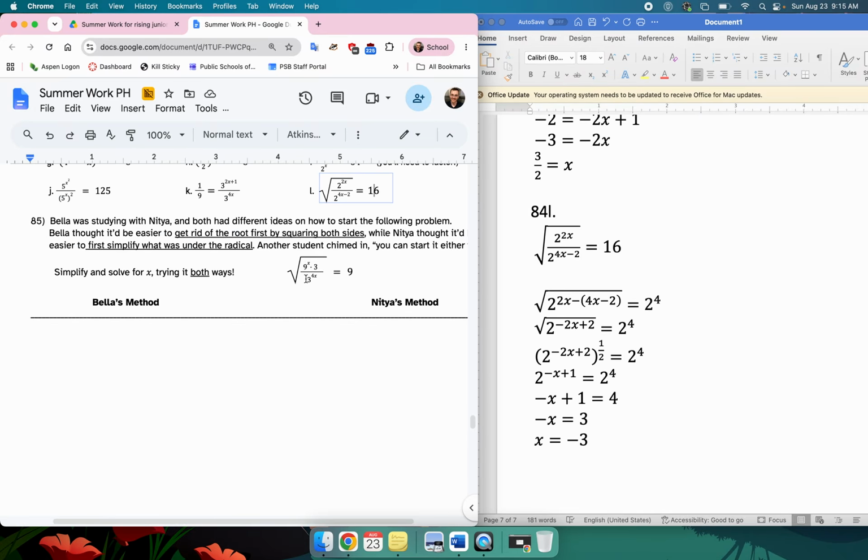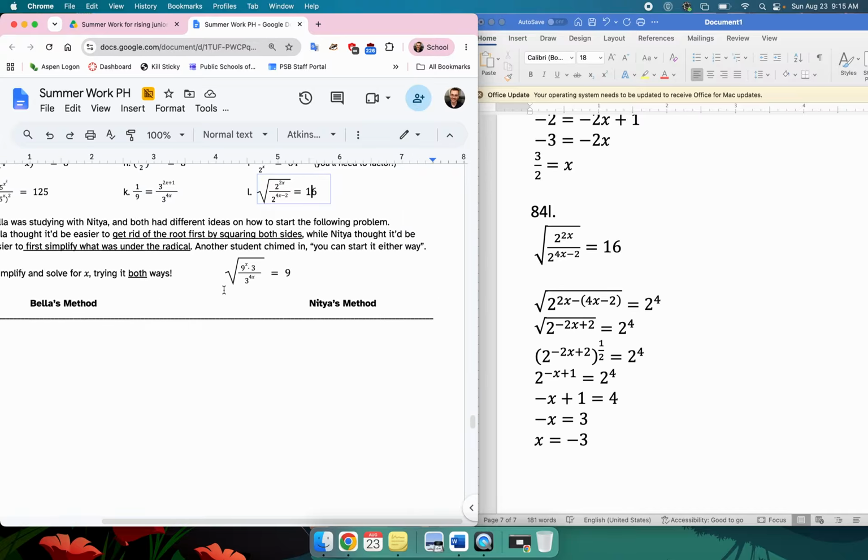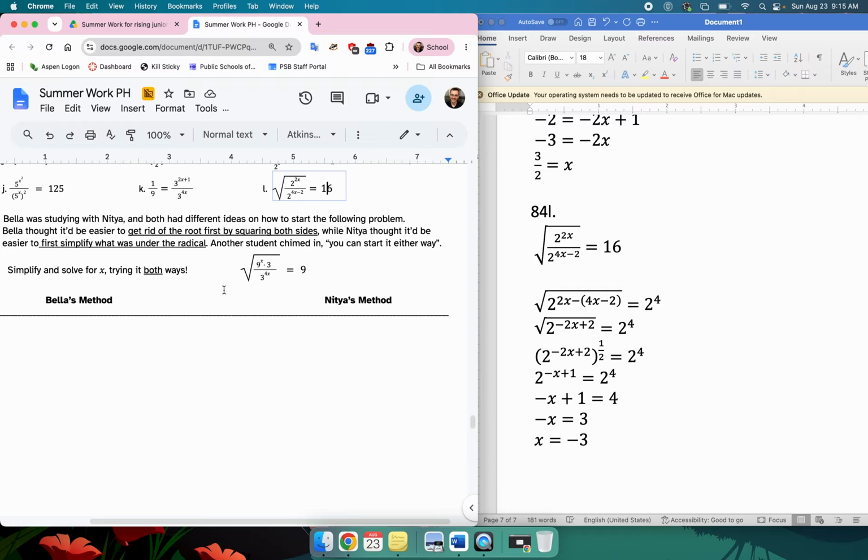All right, what's up with Bella and Nitya? Bella was studying with Nitya, and both had different ideas on how to start the following problem. Let me guess, someone's right and someone's wrong. Bella thought it'd be easier to get rid of the root first by squaring both sides, while Nitya thought it'd be easier to first simplify what was under the radical. Another student chimed in, you can start it in either way. Oh, okay, I guess they're both right.